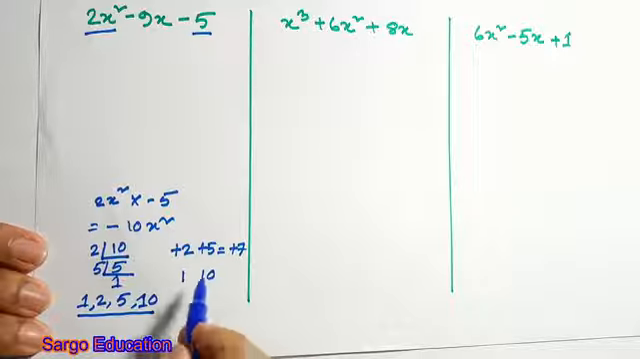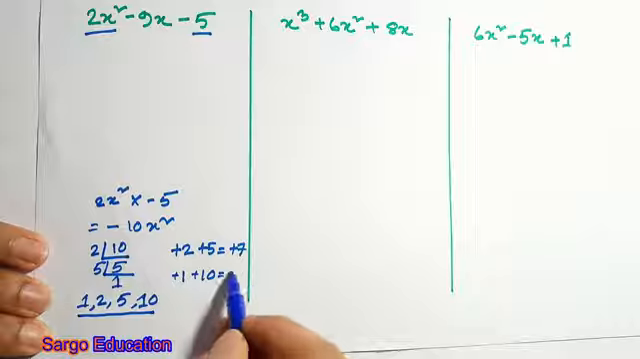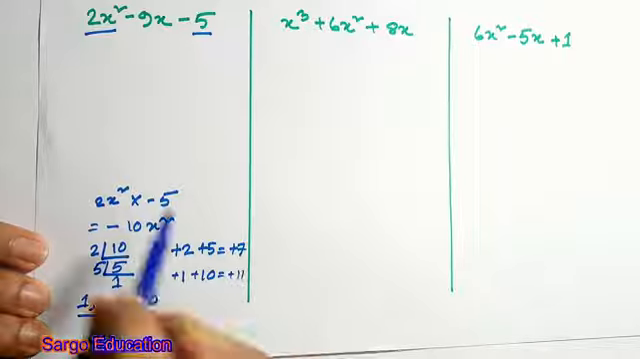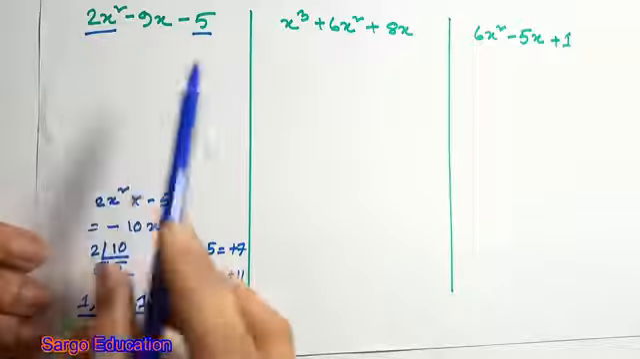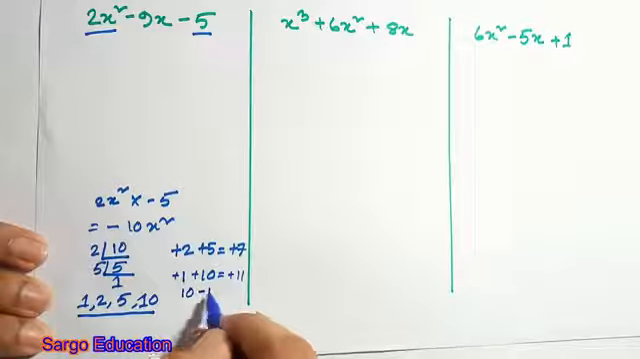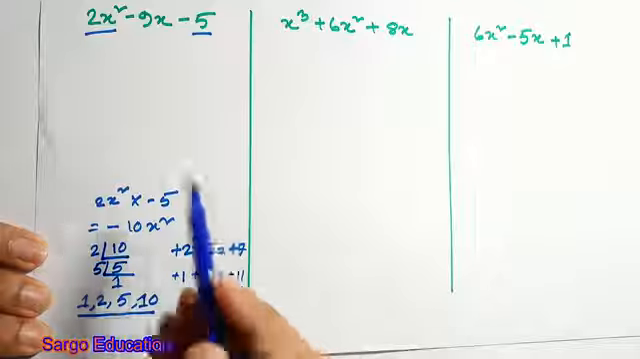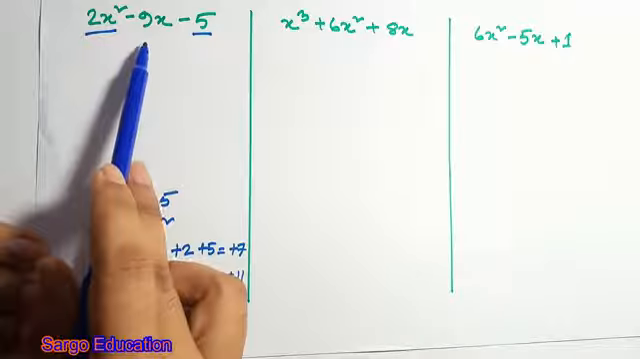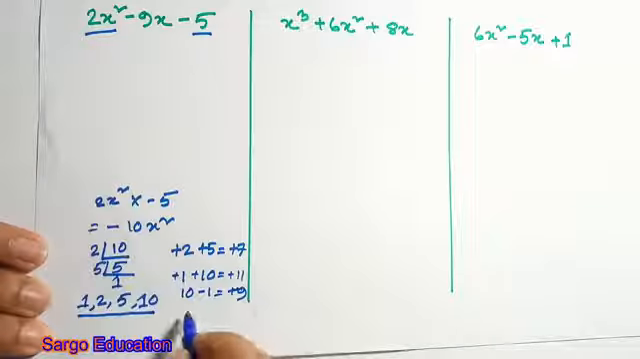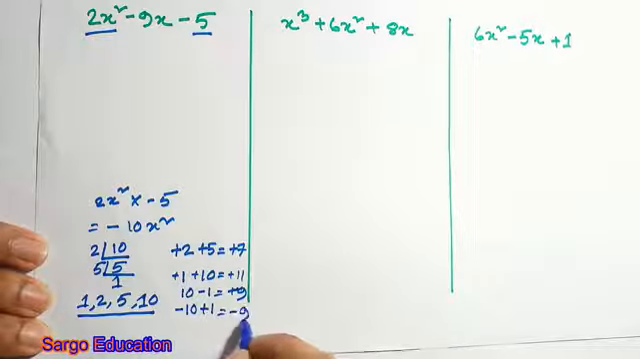Okay. Now plus 1 and plus 10 make plus 11. But our term is minus 9. So if we write 10 minus 1, that is plus 9. But our term is minus 9. So we can write minus 10 plus 1. That is minus 9. Okay.